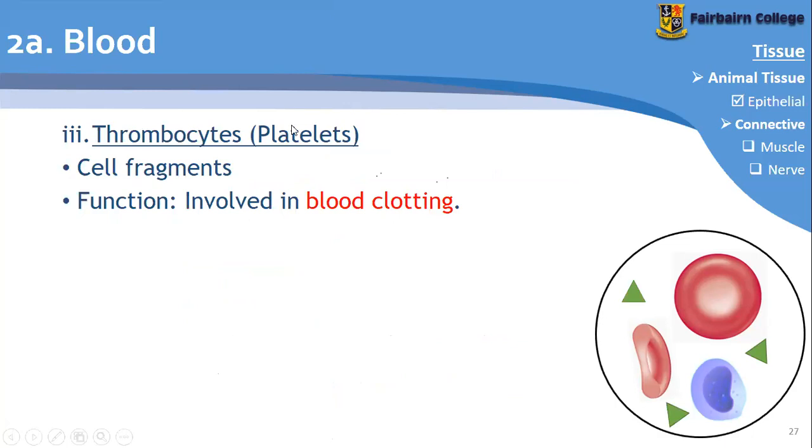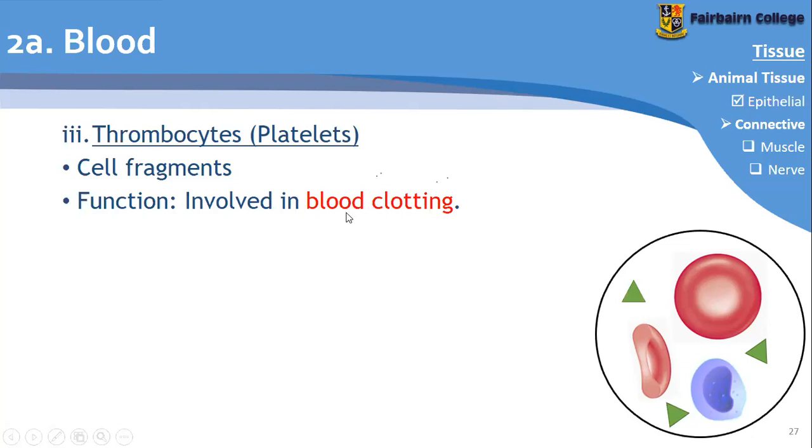Okay, then the third type of structure inside of blood is called thrombocytes, or sometimes just referred to as platelets. So these are, as I mentioned, cell fragments. Okay, so they're not quite cells, but they have some elements of cells, but they're not cells. What they do is very important, is they clot the blood.